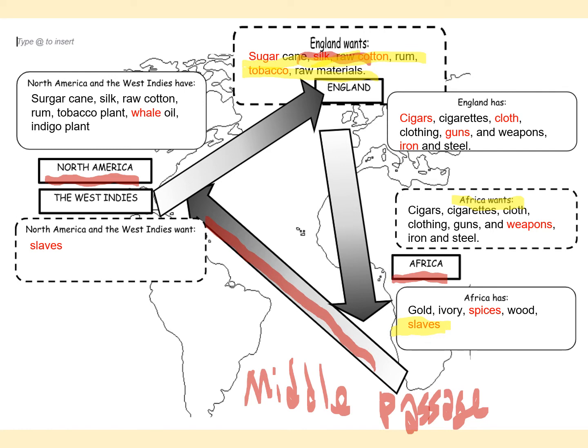Along with West Indies needing slaves, North America and the West Indies have sugarcane, they have silk, they have the raw cotton, they have the rum, they have tobacco plants, they have whale oil, another one of those dangerous trades that the North American colonists take on. And of course, they have the indigo plant, which gives us the dyes needed for all those pretty dresses that England wants. So as you can see, we have a very unique cycle. The Americas provide raw materials to Europe. Europe takes those raw materials and trades them with Africa to get the slaves. The slaves then go to the Americas to start the cycle all over again. And this just continues and continues and continues.